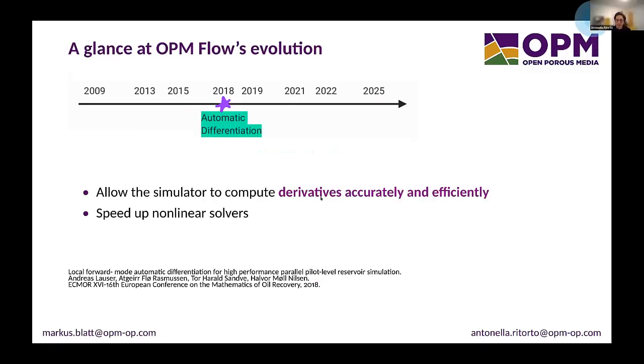Okay, the next highlight is automatic differentiation, and this allows the simulation to have more accurate and efficient derivatives, and it speeds up the nonlinear solvers. That was in 2018. Something I should mention is there are some references all around the talk, but in the end there are a bunch of links, so don't worry, you will get more details if you want. You will get links so you can read later if you are interested.